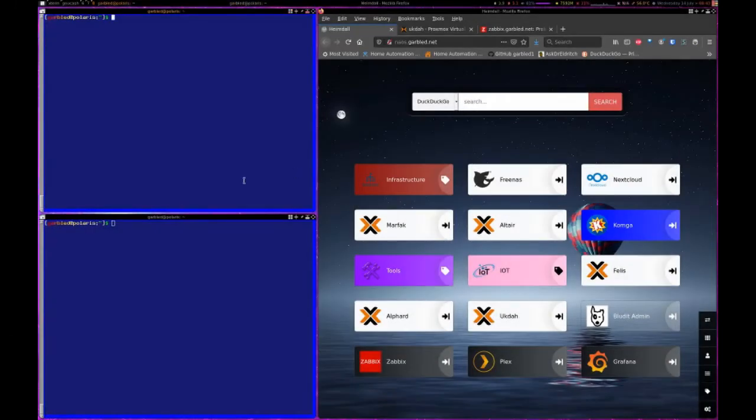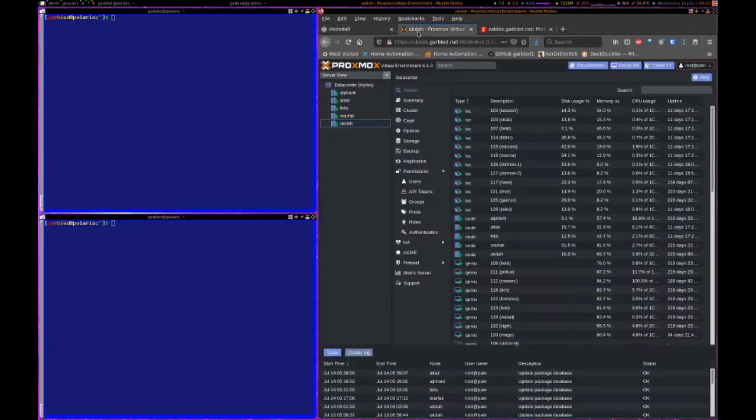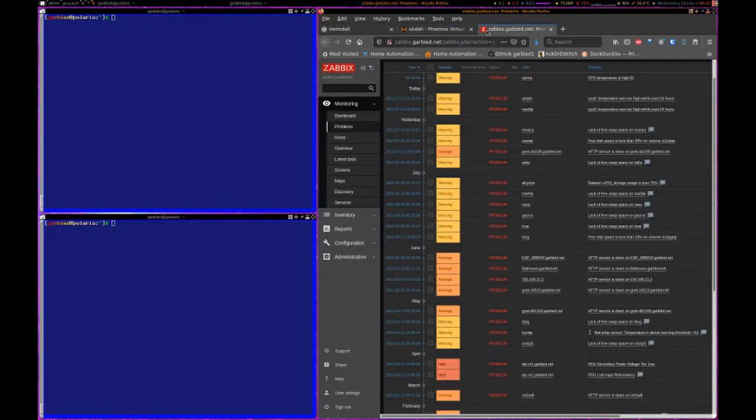So for our first episode today, we're going to be doing some file system maintenance, mostly growing file systems that have started to fill up. All of these systems are hosted on Proxmox and they are running Debian 10. So we will start by looking at Zabbix here, and we can see, for example, this older problem.